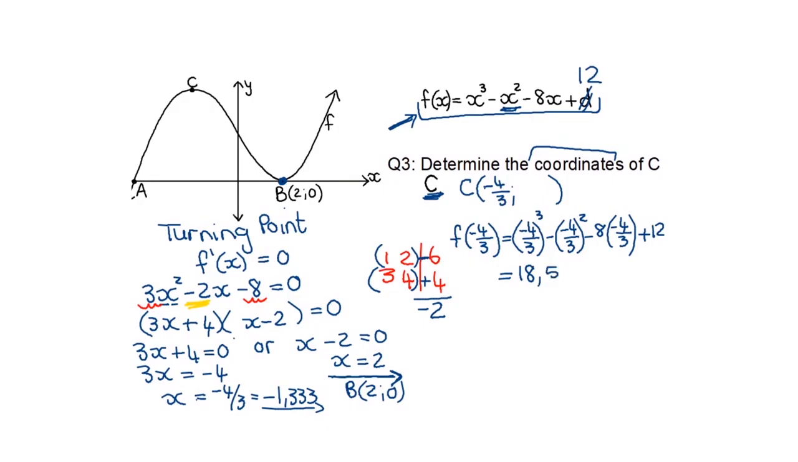Now, you will be using your calculator to save a bit of time. I already calculated that to be 18.519, approximated to 3 decimal places, which means my final answer would be C is the point. Let's put them both approximated to 3 decimal places: negative 1.333, that goes with 18.519.